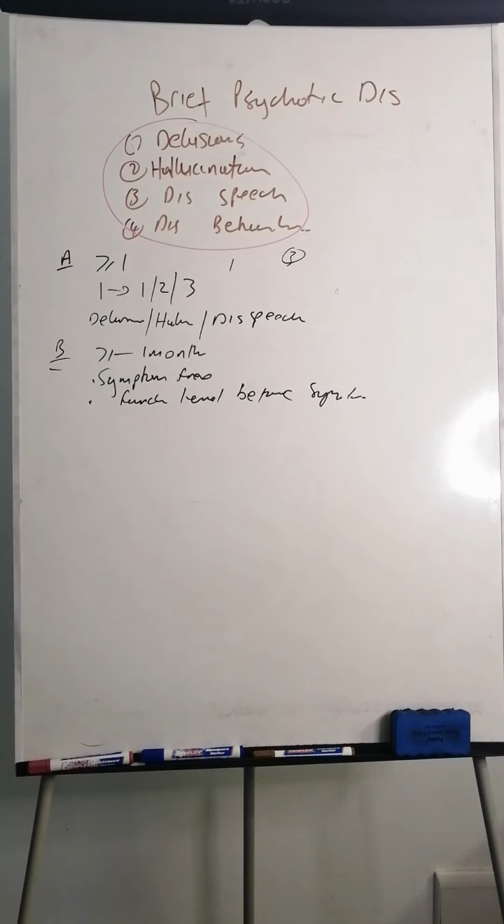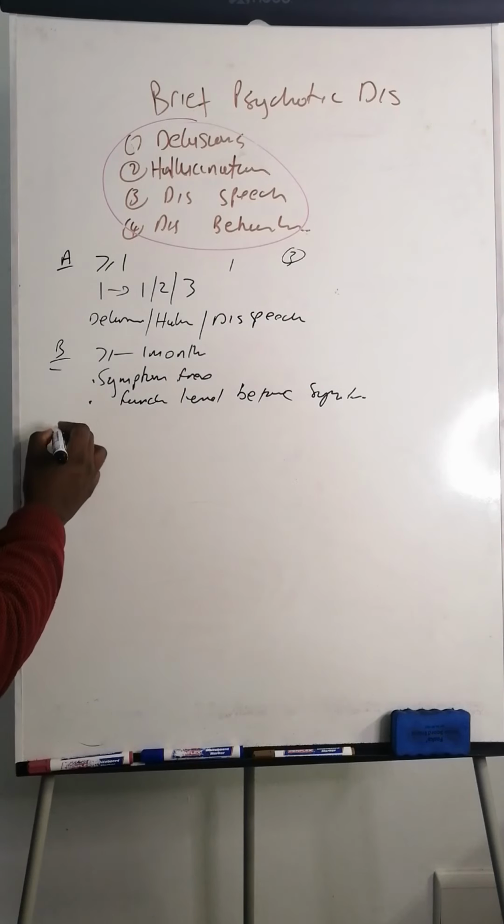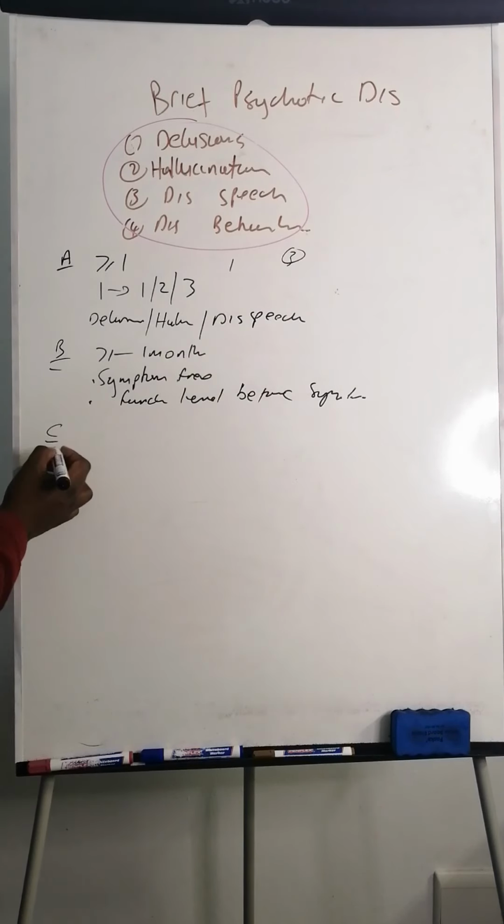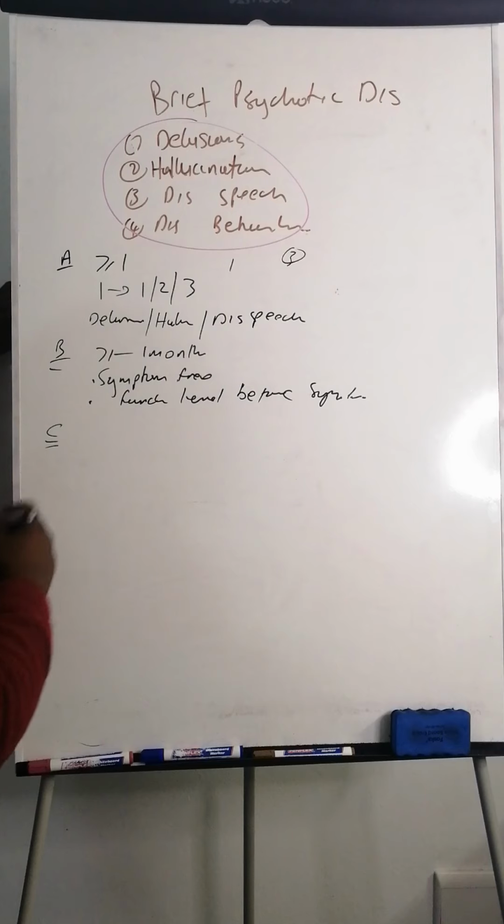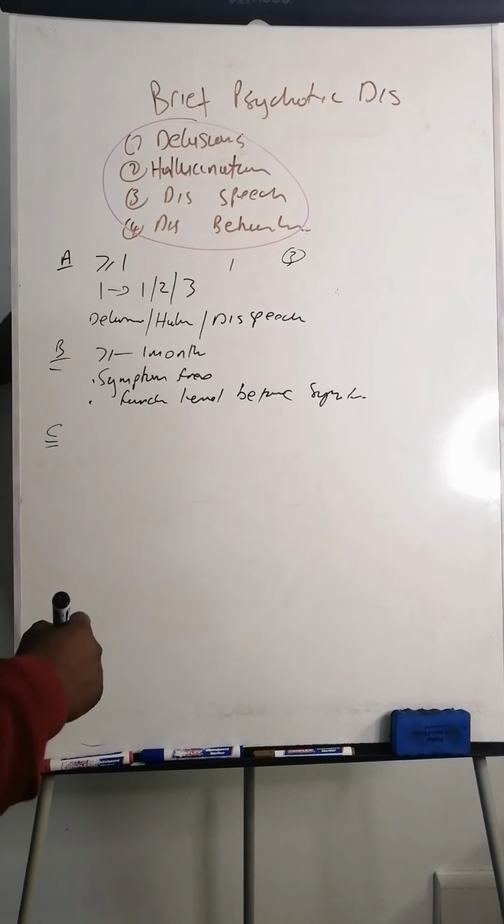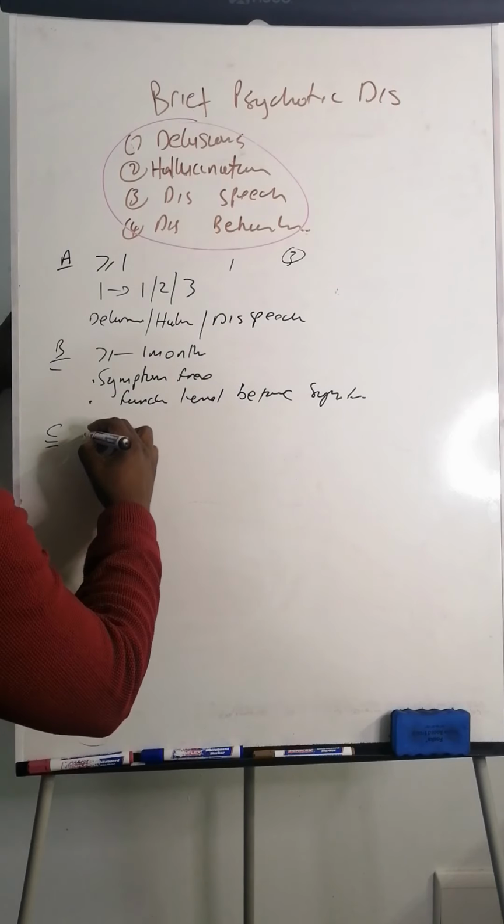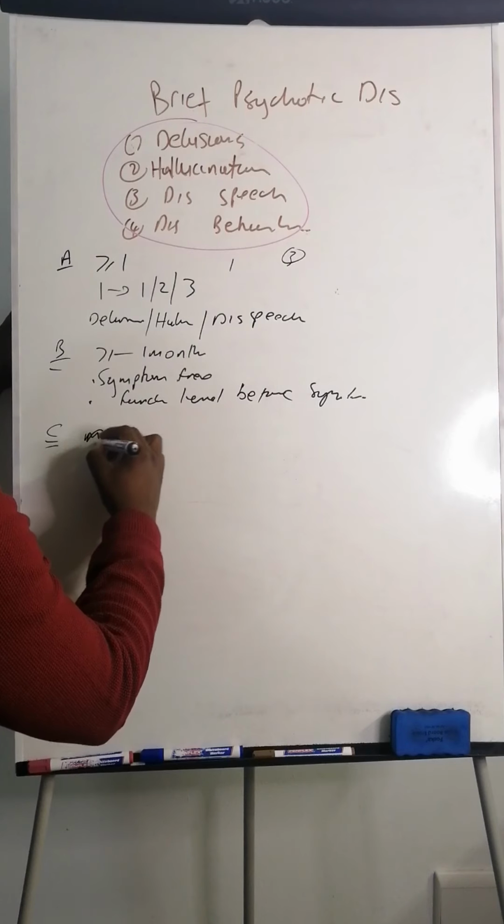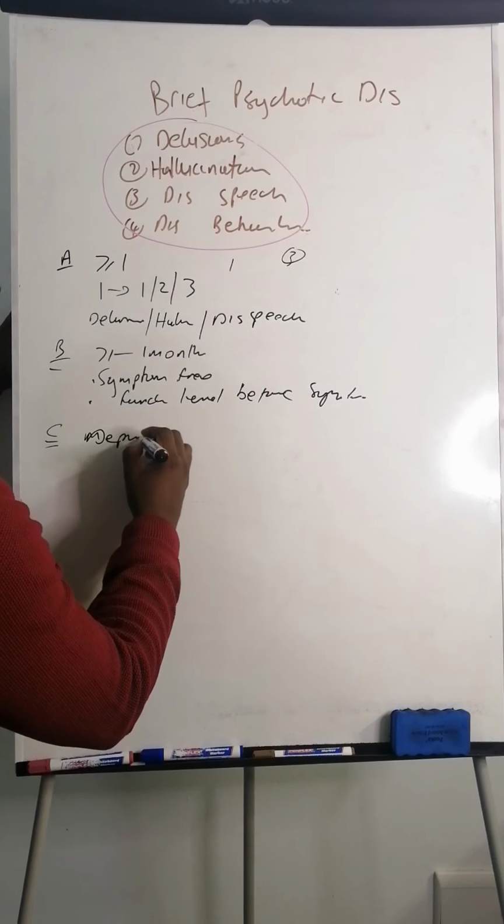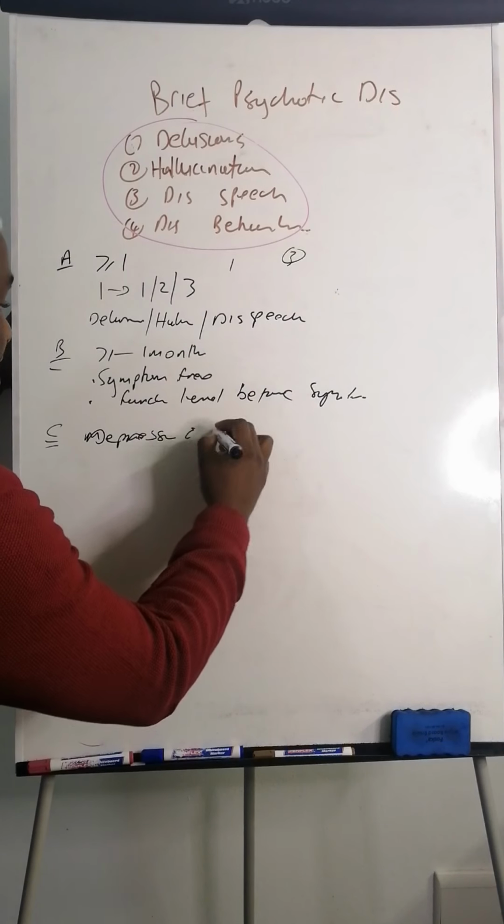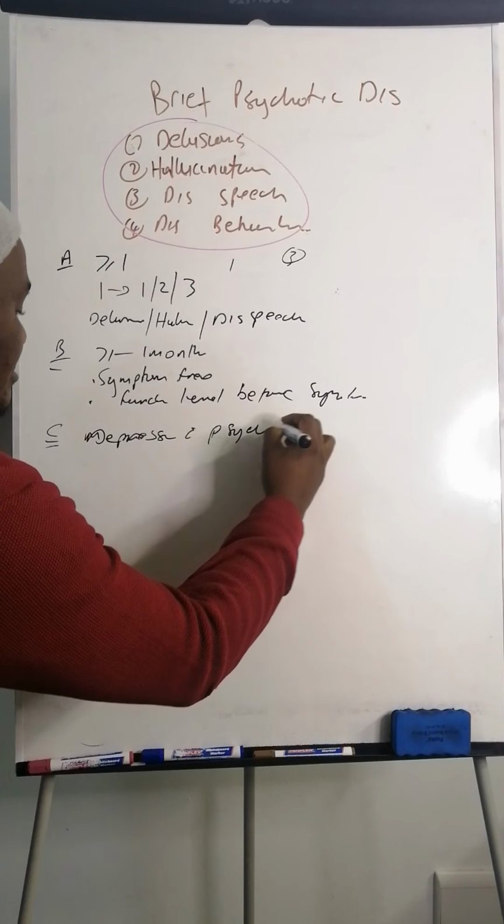That's criterion B. Criterion C of diagnosing a brief psychotic disorder says that these symptoms must not be better explained by a depressive disorder with psychotic features.